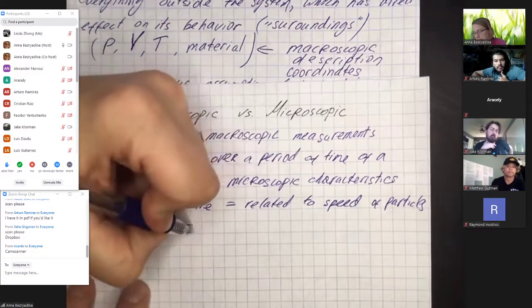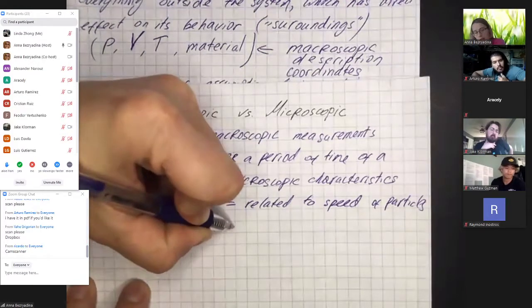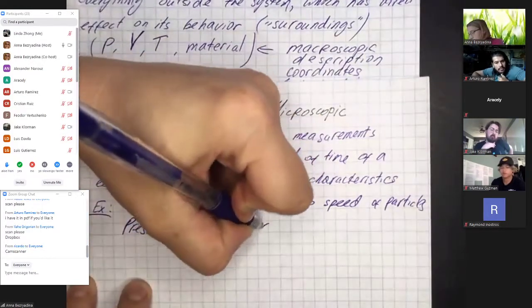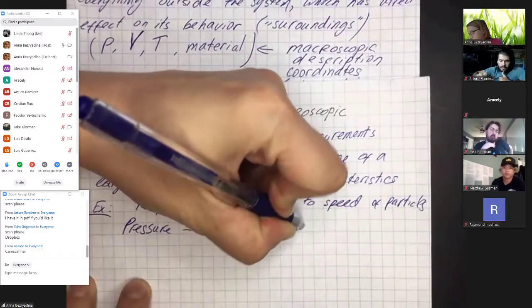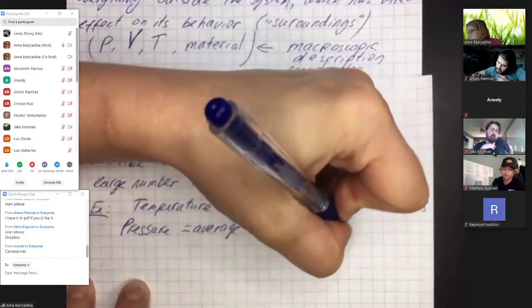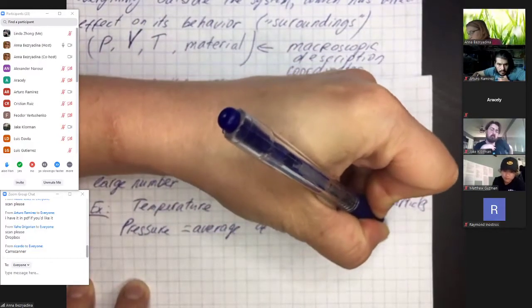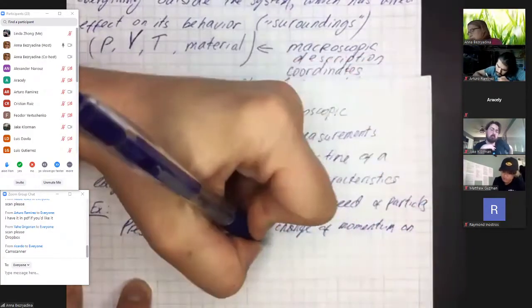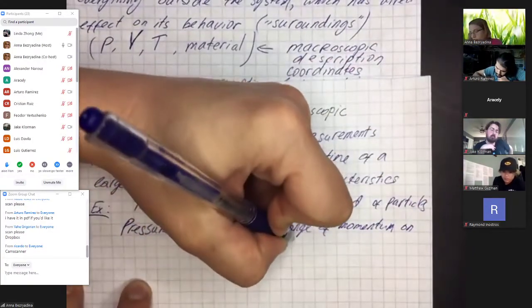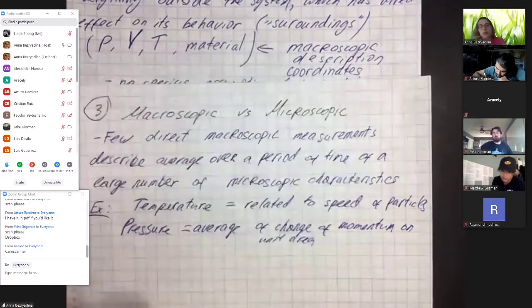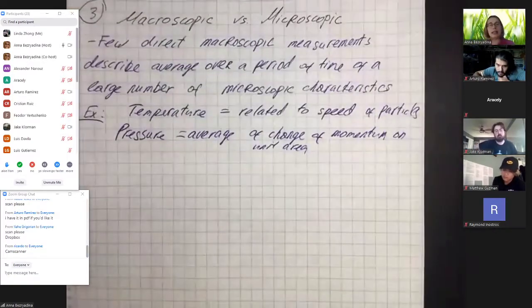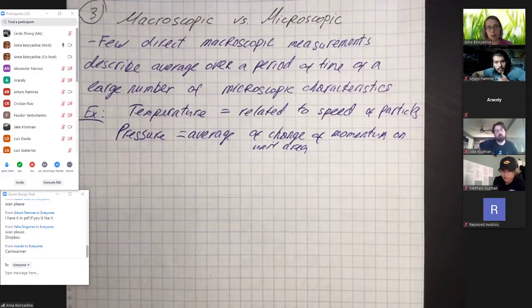Okay, just let me give you this example. Average of change of momentum on unit area. That was a tricky one. Okay, so you can see that you can relate microscopic to macroscopic. Yeah, sometimes it's tricky, but you can.